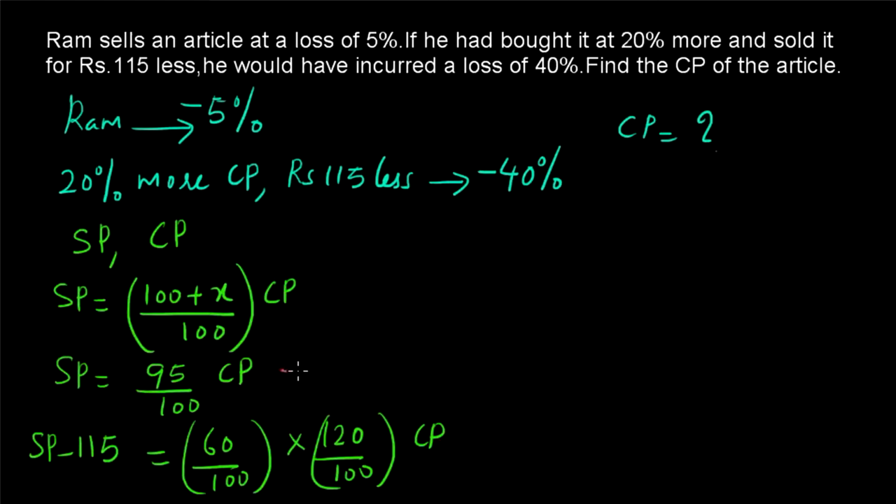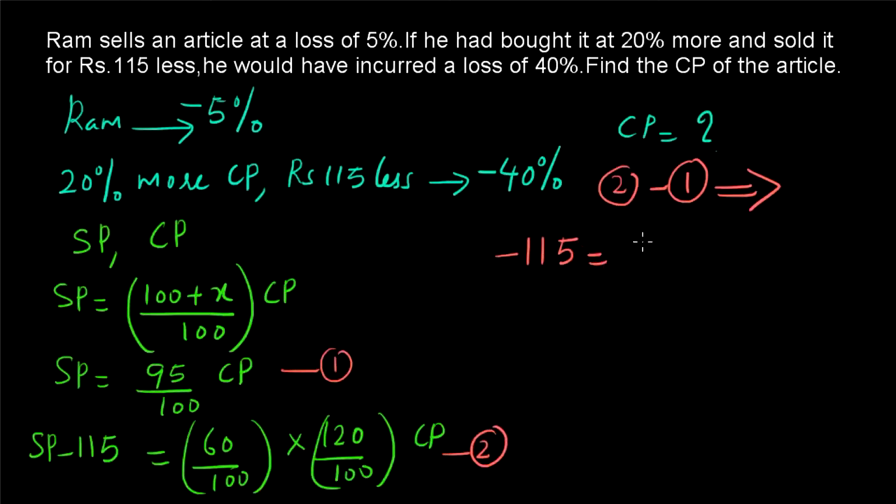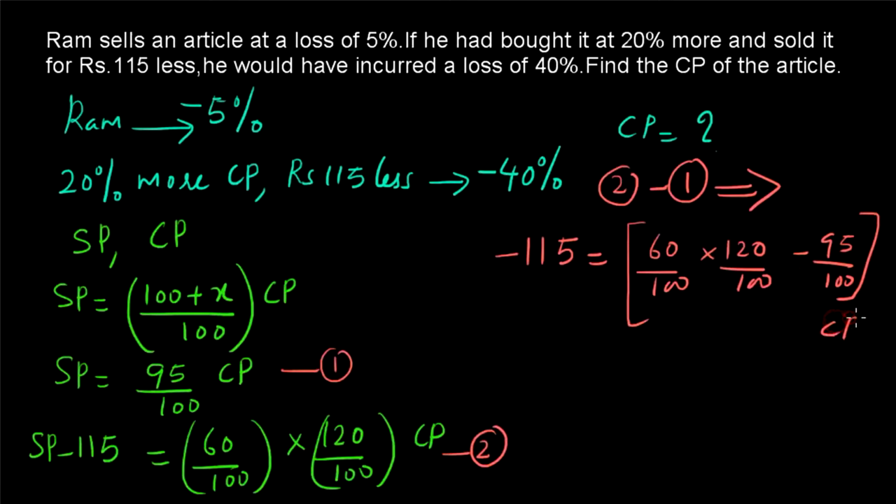We have to find out the cost price. So what we have to do is 2 minus 1. The first equation minus the second equation will give us SP minus 115 minus SP. So minus 115 is equal to, taking CP as common, 60 by 100 into 120 by 100 minus 95 by 100 into cost price. Trying to simplify this, here we will get 3 and 5, and here we will get 6 and 5. Here we will have 19 and 20.